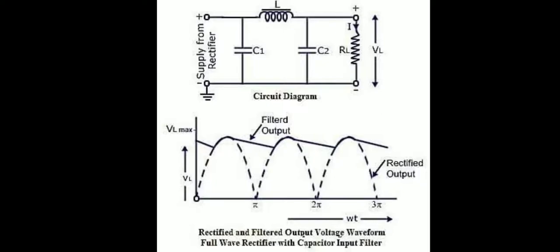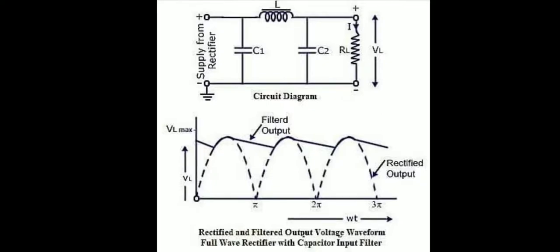So we have discussed the pi filter, and in the waveform you can see there are two characteristics shown in the graph: rectifier output and the filter output waveform, shown in figure number 2 in front of you.